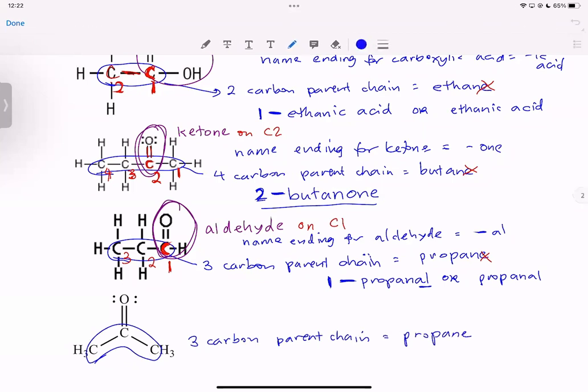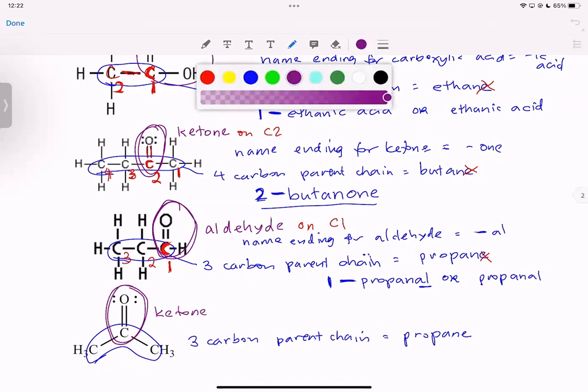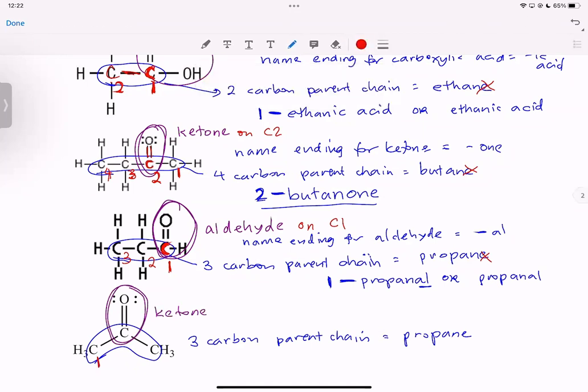Okay, but there's a functional group here. This functional group is the carbon double bond oxygen. That's called a ketone. We saw that before. And you want to number this so that the ketone has the lowest possible number. Whether it's left to right or right to left, that ketone is going to be on carbon number 2. So now lead with the number where the ketone is located, which is carbon number 2.